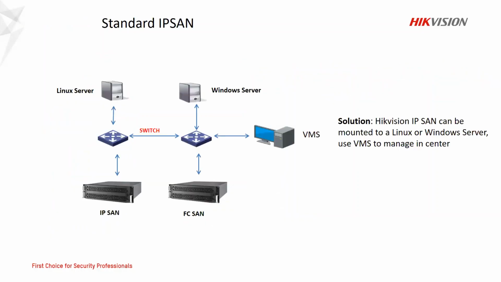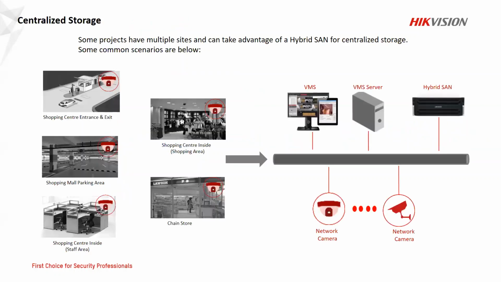It can also be used like any other IPSAN. You have a storage server running Windows or Linux, and you add our SAN to it for storing whatever files you need access to across your network. And lastly, of course, you can use direct streaming in hybrid SAN mode for recording directly from your NVRs or cameras with all the advantages we've already covered. Here you can see we have multiple sites, all with our own NVRs, but with centralized storage in that one main location.